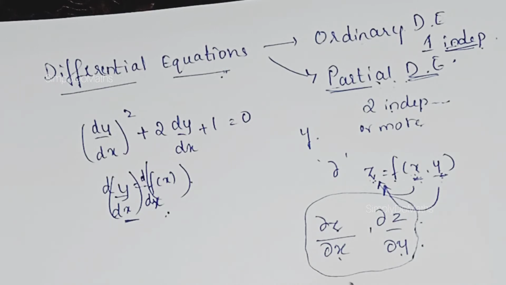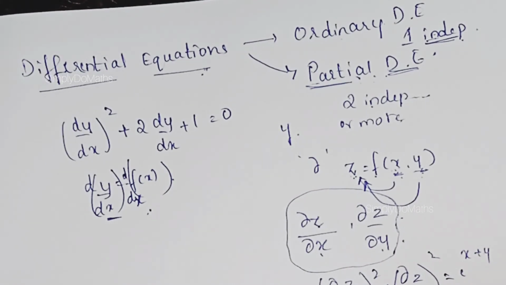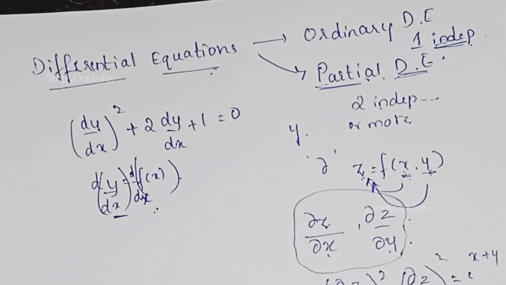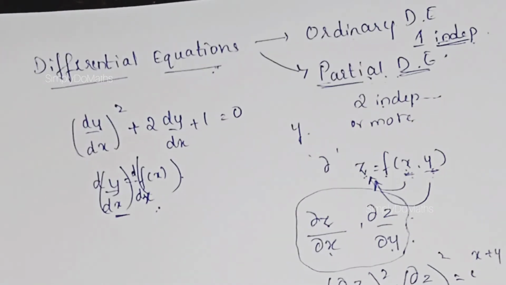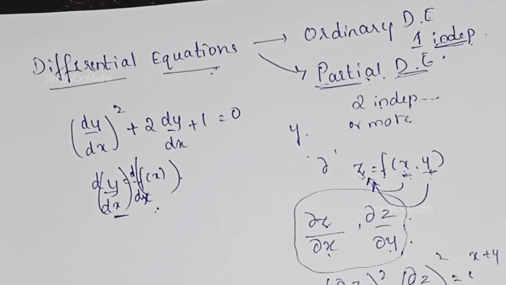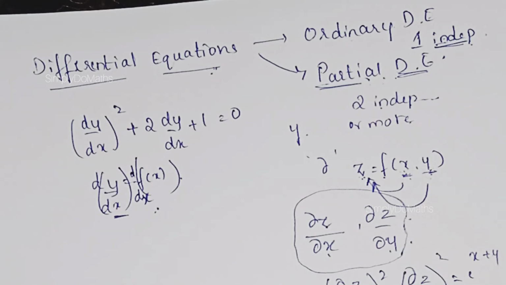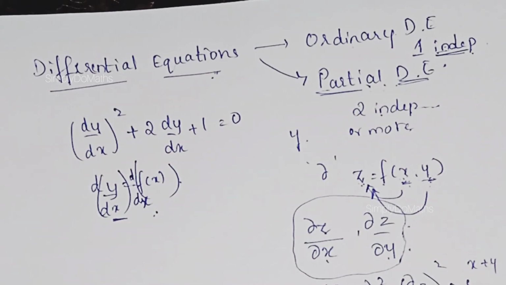For example, (dou z by dou x) whole square plus (dou z by dou y) whole square is equal to, say, e raised to x plus y. I am taking this. See here, z is a function of two variables x and y, and we are differentiating with respect to them. But keep in mind that we can differentiate with respect to only one independent variable at once, and the other should be constant.